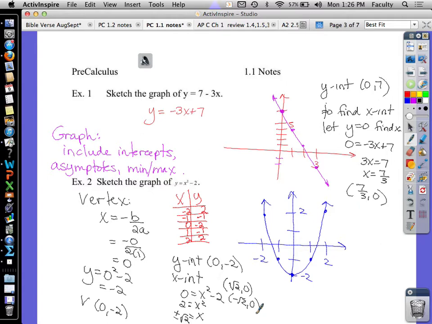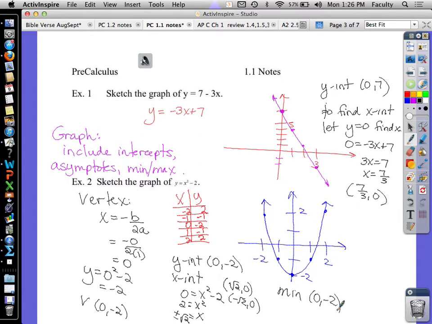And my graph is really pretty good there. There is a minimum value. The minimum happens to be at the vertex, okay? So we should be able to, at this level, look at equations and tell what they're going to look like.